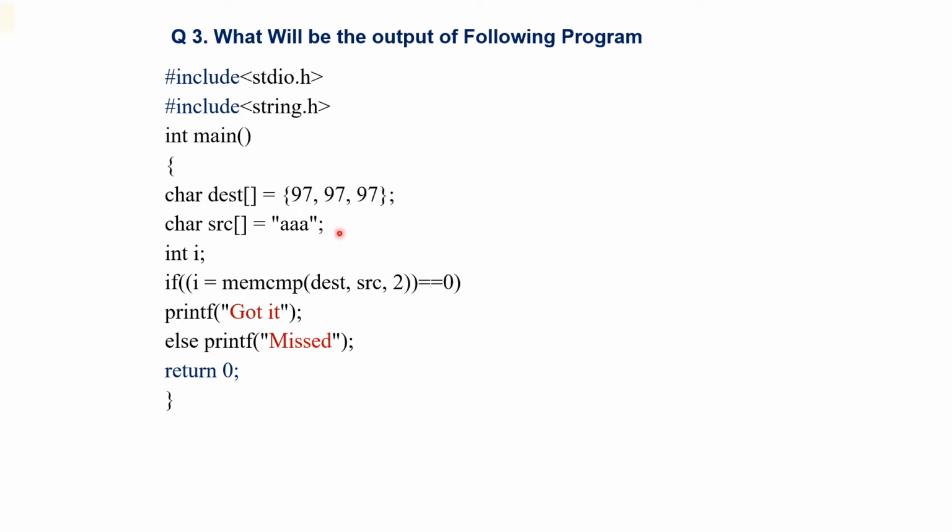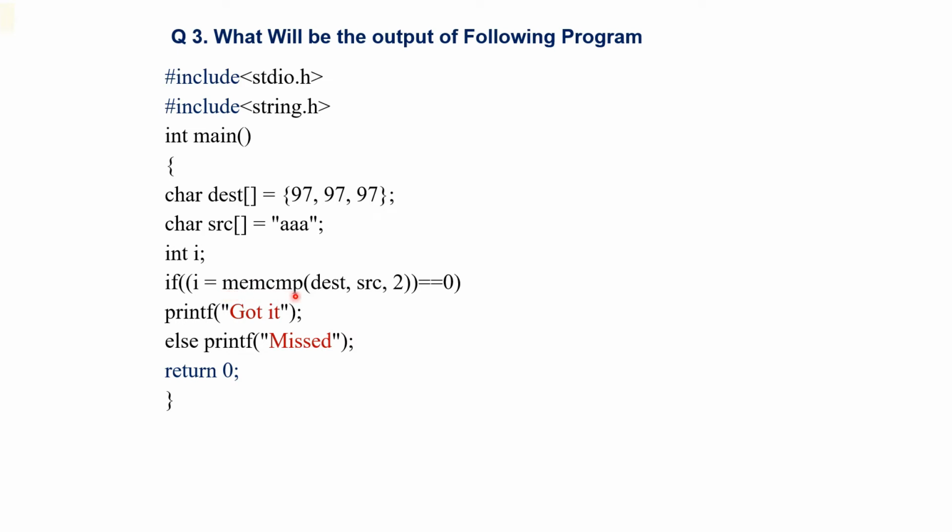Then consider the next statement where another character array, that is src, is declared, and it is initialized with the string constant AAA. The next statement declares a simple integer variable I. Then consider the next statement where the if statement is used. While executing the if statement, this condition will be solved first. While solving this condition, firstly this assignment will be done. So consider the function now, this memcmp.